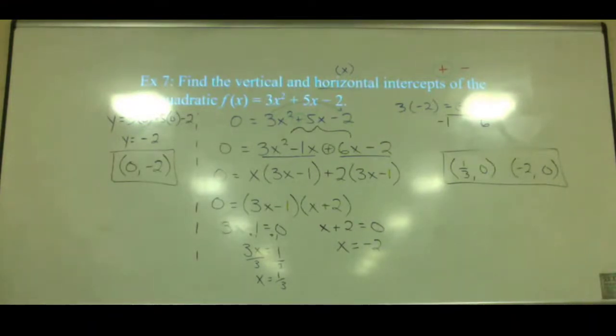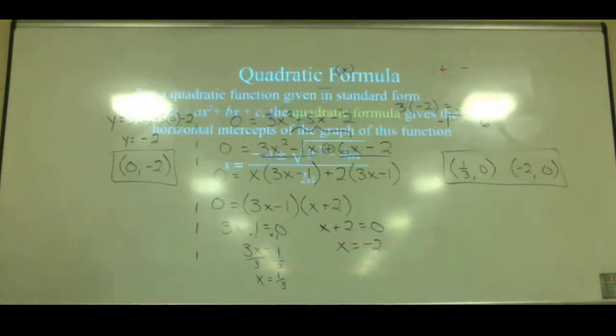For x-intercepts, you put in 0 for the y. For y-intercepts, you put in 0 for the x. And it always is that way, no matter what kind of graph you're talking about. Any questions on that before we go on? It's always right. So there's our answer, the (1/3, 0) and the (-2, 0), and then the (0, -2). So we got that taken care of.